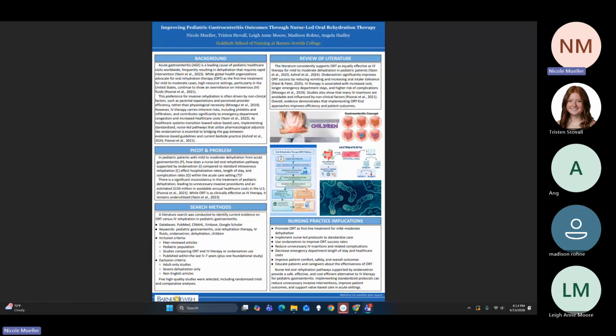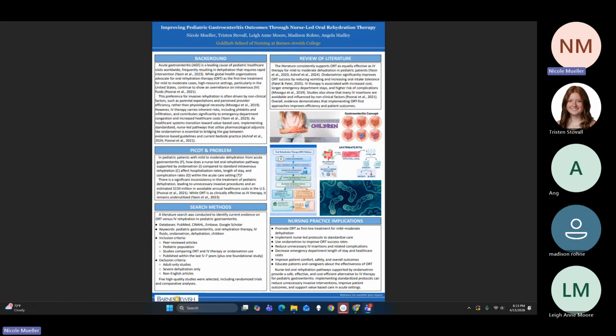Beyond patient outcomes, the choice between ORT and IV therapy also affects the healthcare system. Research shows that ORT is more cost-effective, it reduces emergency department congestion, and it shortens hospital stays. Starting with ORT saves money without reducing quality of care.